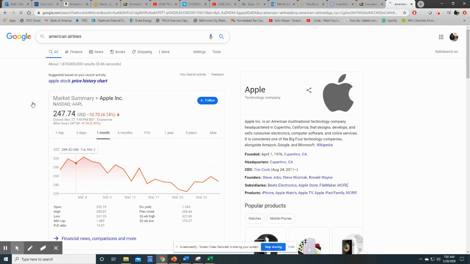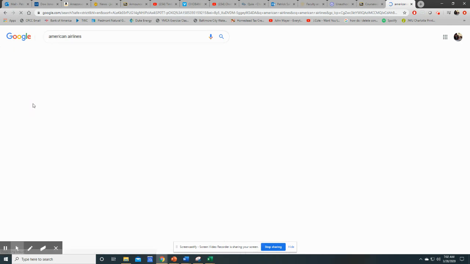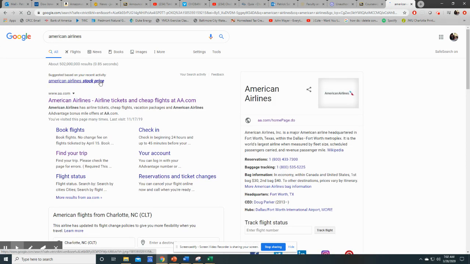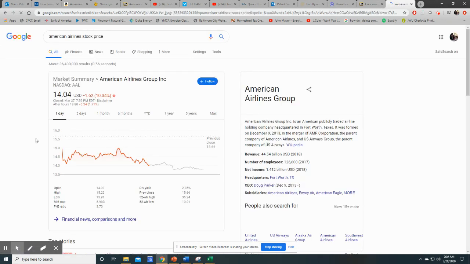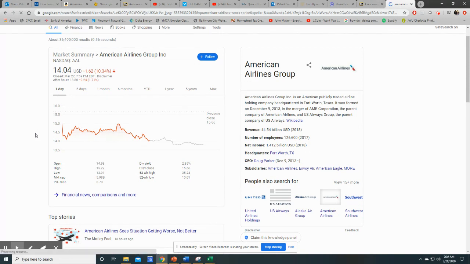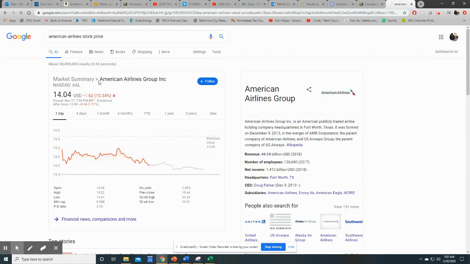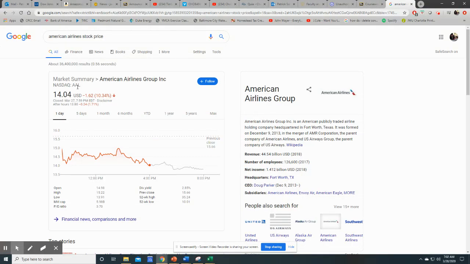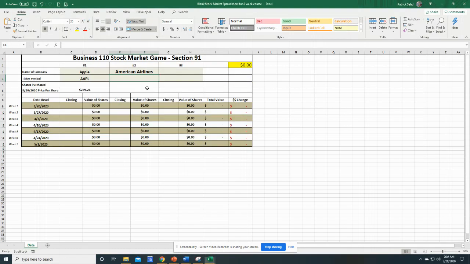Airlines and really the whole travel industry has taken a hit over the last 2 to 3 weeks. I think there's probably some room for growth. Maybe not in the next 7 weeks, but for sure in the next 7 months. So same thing I'm going to do. American Airlines. Their ticker is AAL.